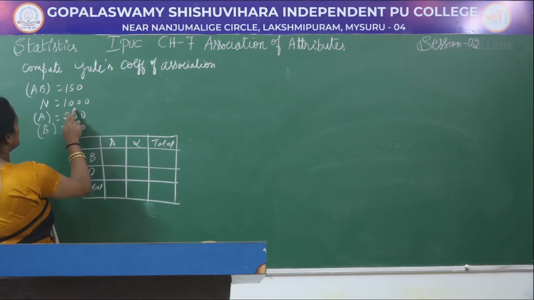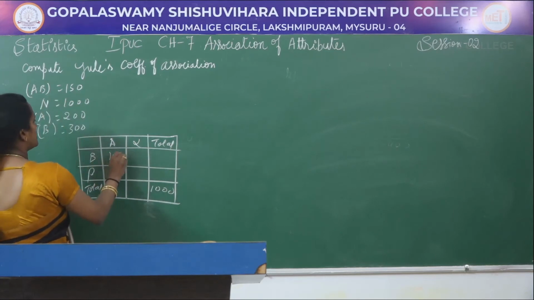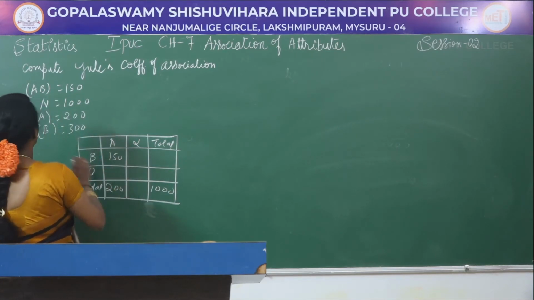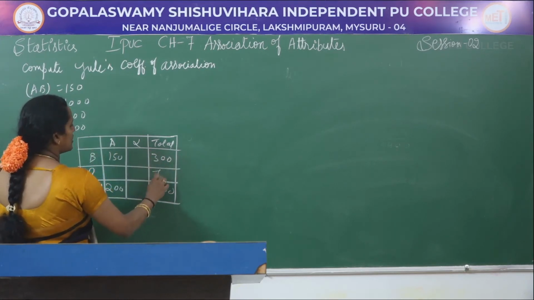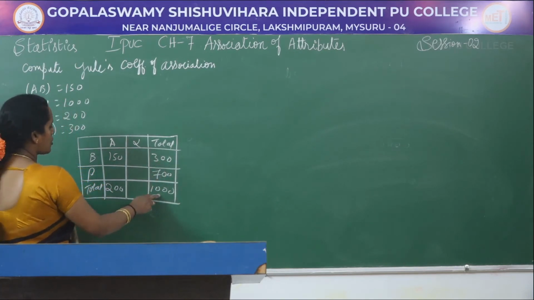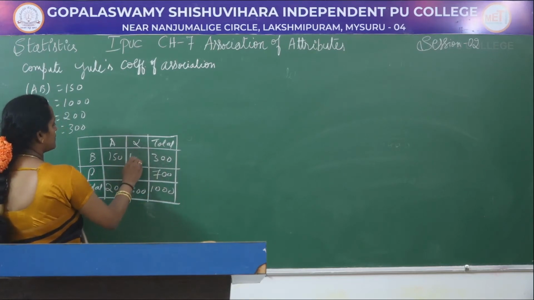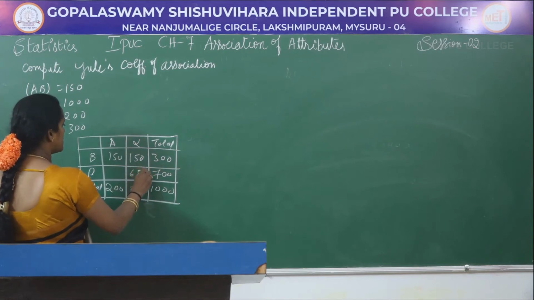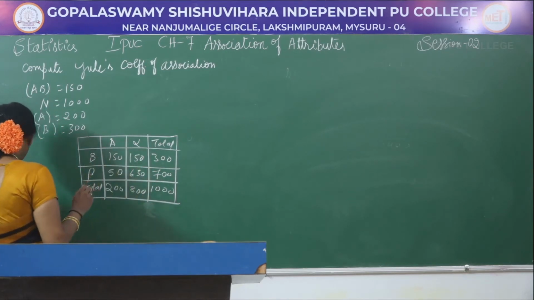First, total N they have given, it is 1000. Next, A into B, it is 150. Total of A is 200, and total of B is 300. Now complete the table. 1000 minus 300, it is 700. 1000 minus 200, it is 800. 300 minus 150, it is 150. 800 minus 150 is 650. 700 minus 650 is equal to 50.